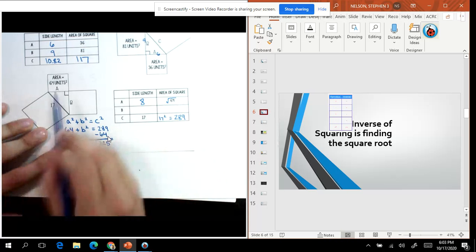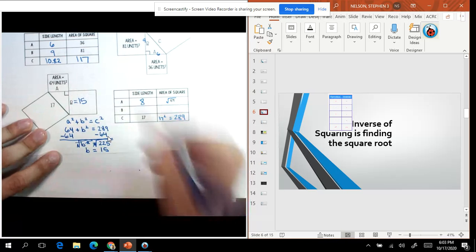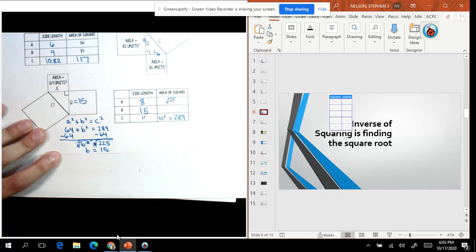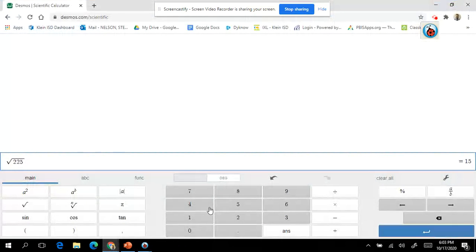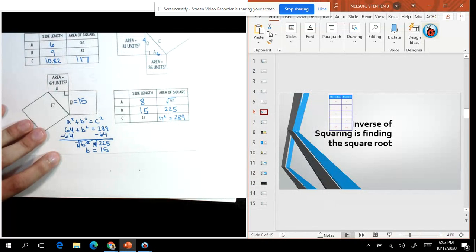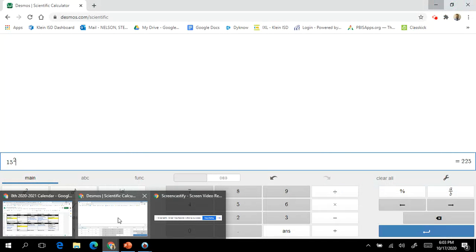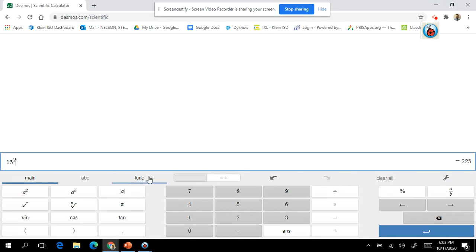That means this side length right here is equal to 15. We can fill that in. Let's type in on the Desmos 15 squared to get the area. We get 225, so we can fill in 225 right here. That's the same thing as 289 minus 64. Let's type that in real quick. 289 minus 64 is 225, which is exactly what we got.